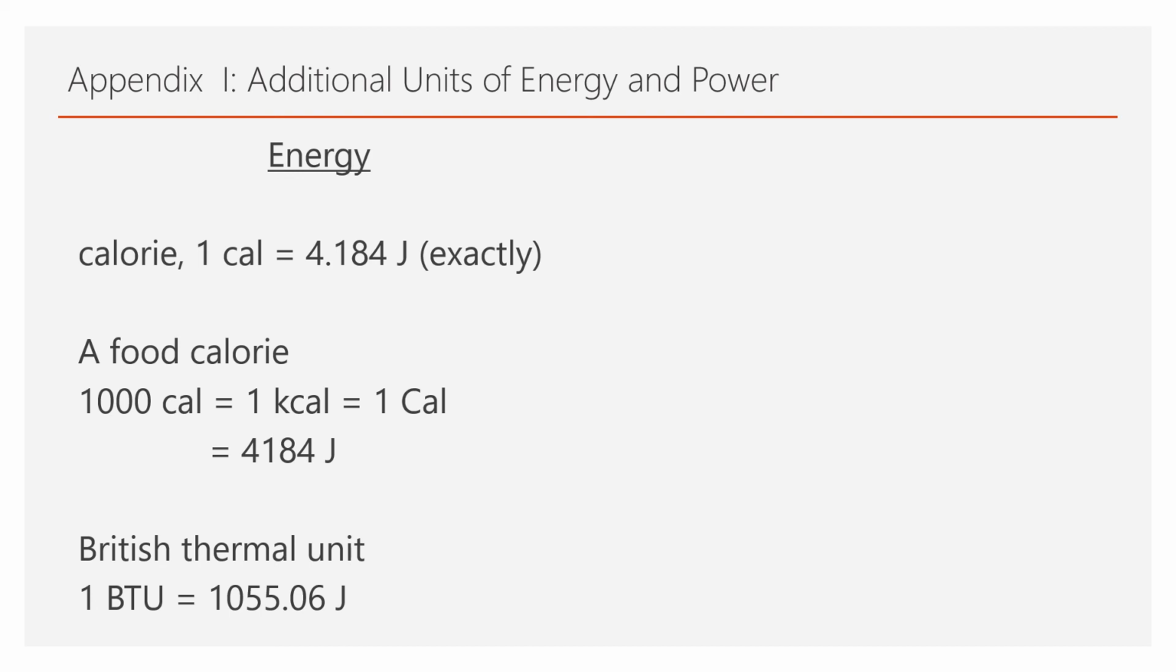Now, the food industry likes to use calories, but 1 calorie is too small, so they often work in units of 1,000 calories, or a kilocalorie for short, which is commonly used in Europe. Some authors will use a capital letter C to indicate this. Another unit of energy used for heat is the British thermal unit, which is approximately 1 kilojoule. And it's the amount of heat needed to heat 1 pound of water 1 degree Fahrenheit.